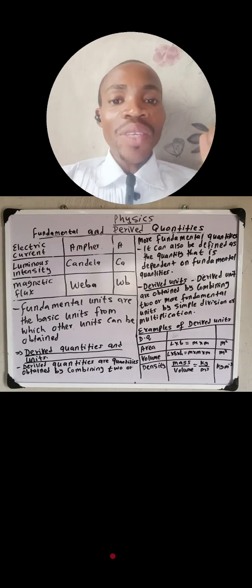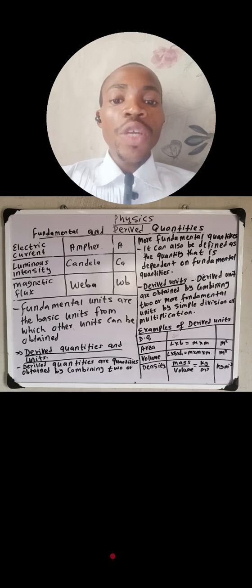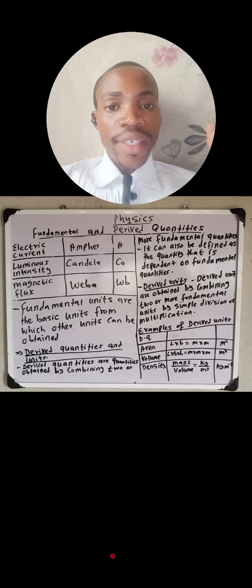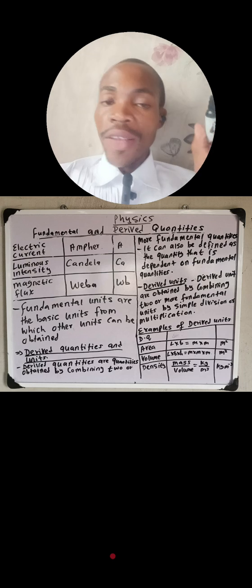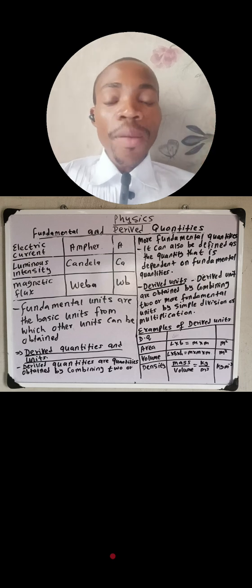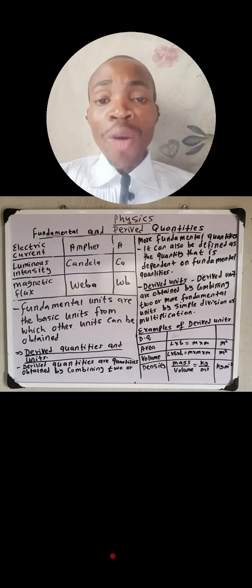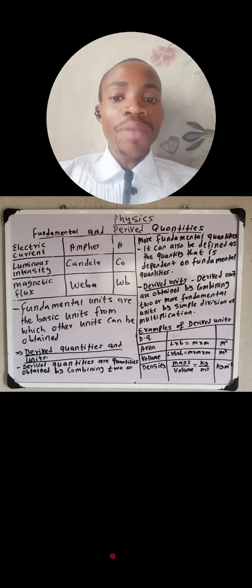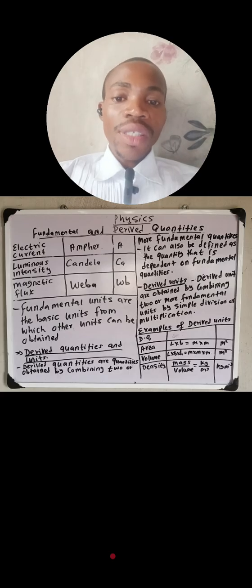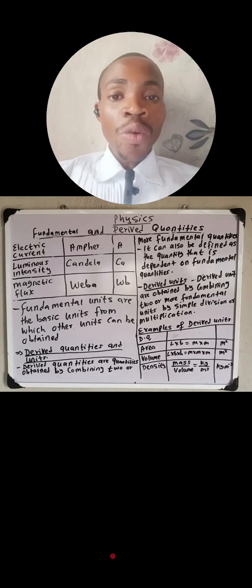Now, we have what we call fundamental units. What are fundamental units? We say that fundamental units are the basic units from which other units can be obtained. The unit from which other units can be obtained is what? Fundamental unit. The quantity from which other quantities can be obtained is what? Fundamental quantity. I don't know if you are getting me. That is all we need to know under fundamental quantities. We'll be running down to derived quantities and units.